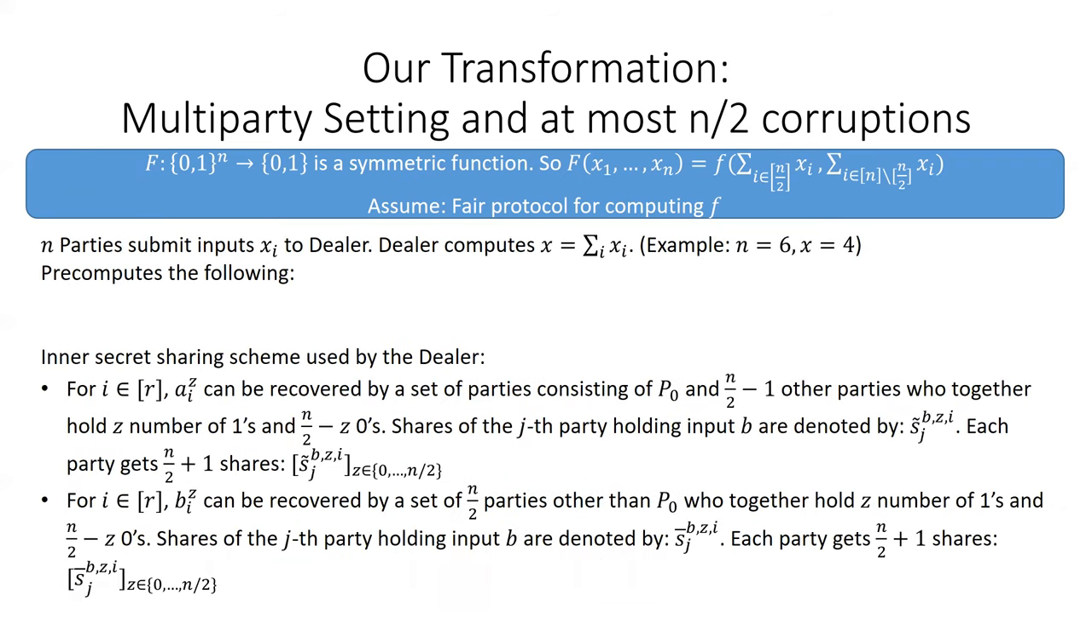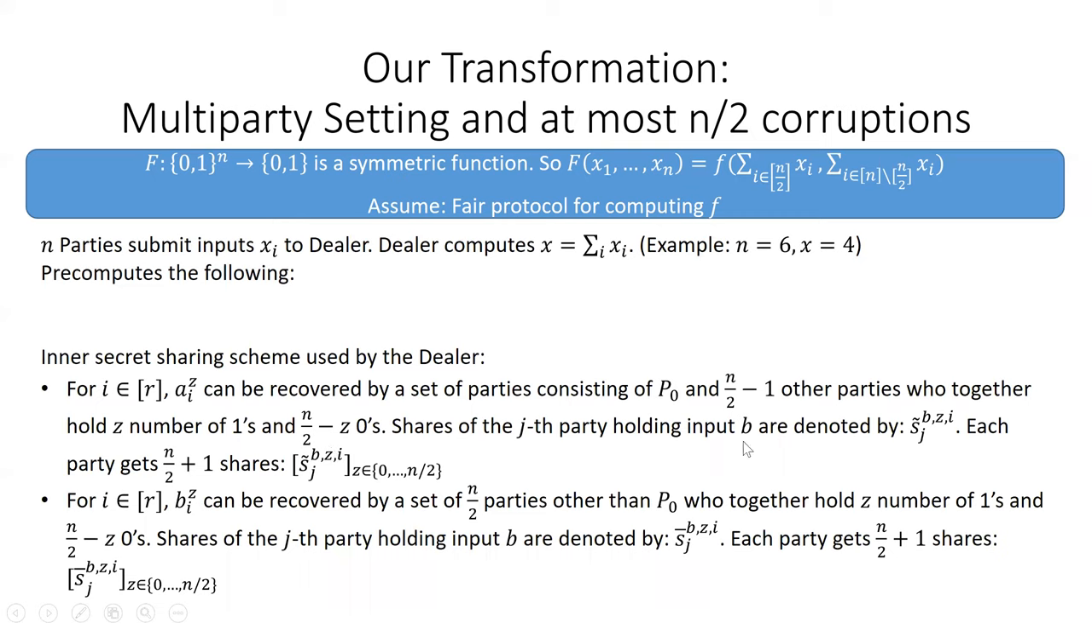Now we're going to carefully choose an inner secret sharing scheme. What this inner secret sharing scheme is going to guarantee is that for all rounds i and z, the share for A_i^z can be recovered by a set of parties consisting of P0 and n/2 minus 1 other parties who collectively hold z number of ones and n/2 minus z number of zeros.